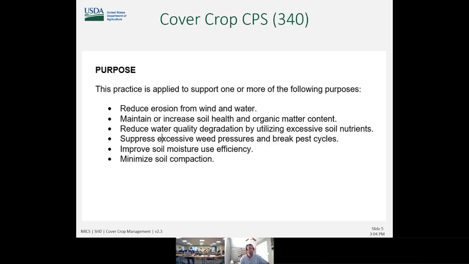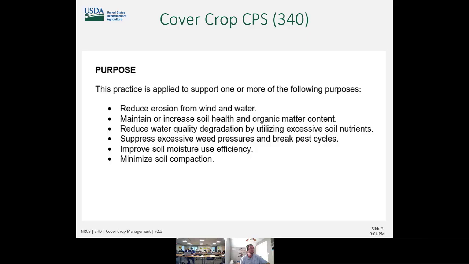And we need to make sure that we are, as planners, working with the most up-to-date, latest version of the cover crop standard. The first thing that we see within that standard is the purpose. And we see here on the screen: reduce erosion, maintain or increase soil health and organic matter, reduce water quality degradation, suppress excessive weed pressures, improve soil moisture, and minimize soil compaction. If we think back to that slide before, the things that a producer may have, or resource concerns that we may identify, those go hand in hand.